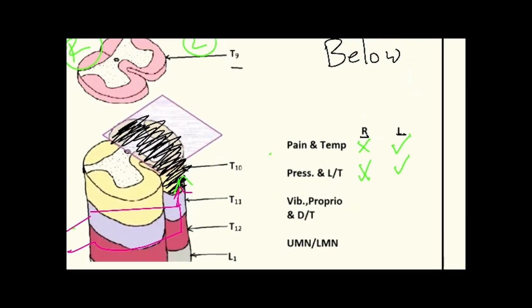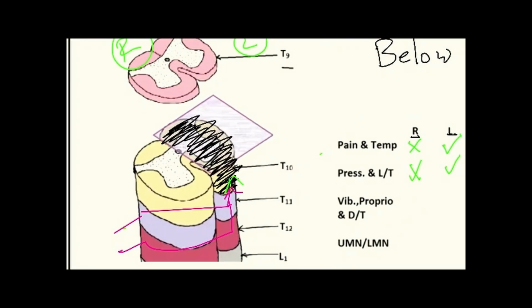Now, vibration, proprioception. I'm going to do it in a different color. I'll do it in yellow. Hopefully you guys can see it. And let me make it thicker. Okay. Now, vibration, proprioception. Where does it cross over?